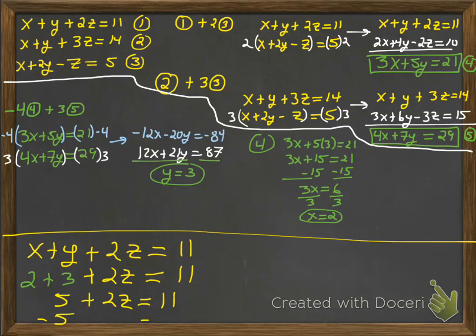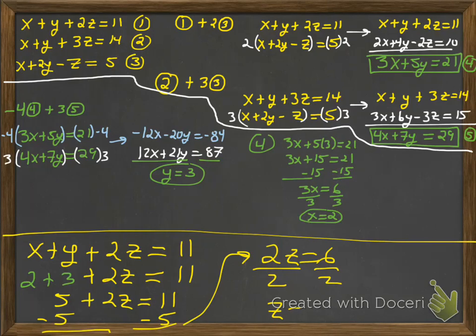We'll go ahead and subtract 5 from both sides. So 2z is equal to 6. Divide both sides by 2. Z is equal to 3. And this time my ordered triplet is 2, 3, 3.